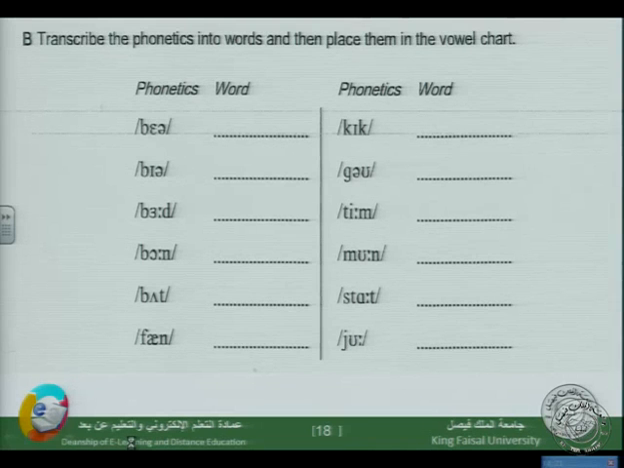Transcribe the phonetics into words and then place them in the vowel chart I just provided you with. Okay.